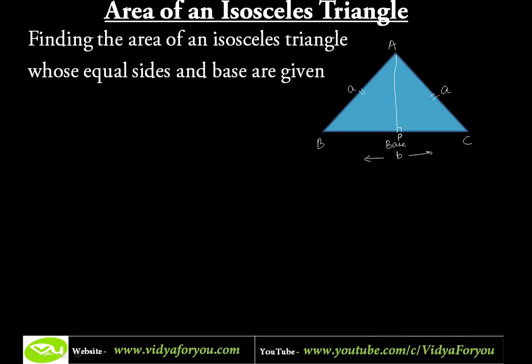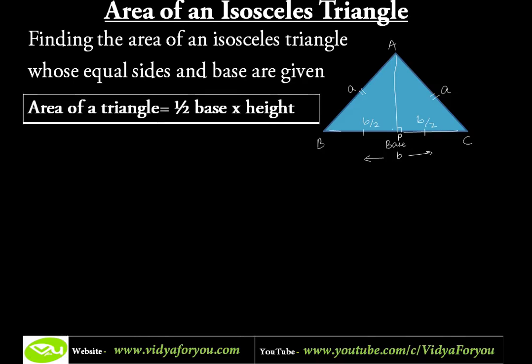This is one of the properties of an isosceles triangle, where the perpendicular line bisects the third side. Since the whole side is b, this half will be equal to b by 2. Now you can take either half of the triangle to find the area. Basically we know the area of a triangle is half into base into height. We will use this formula to find the area of an isosceles triangle where the direct height is not given. Actually, area should be half into base into height.